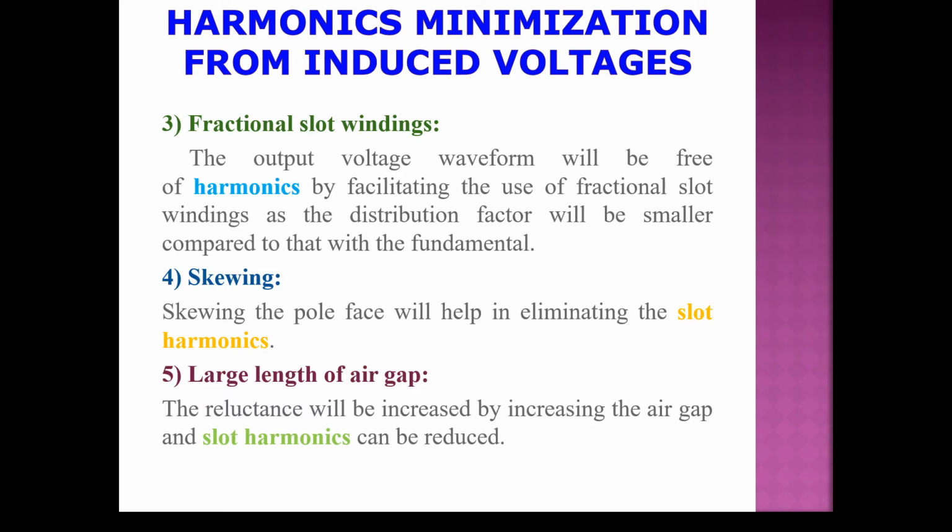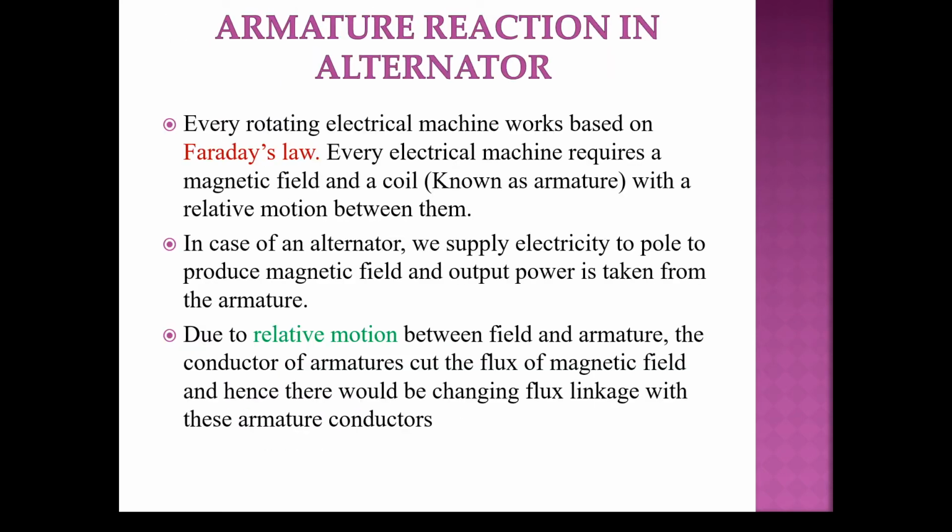Next is skewing. Skewing the pole phase will help in eliminating the slot harmonics. We have already discussed in the construction what skewing is. Next is large length of air gap. The reluctance will be increased by increasing the air gap, and slot harmonics can be reduced.